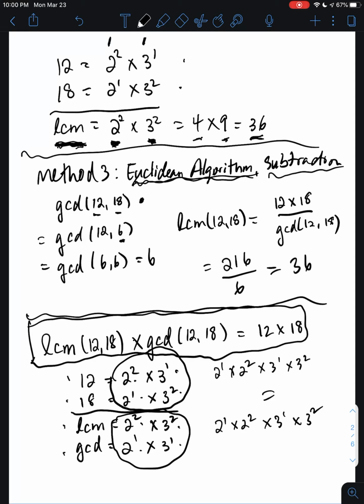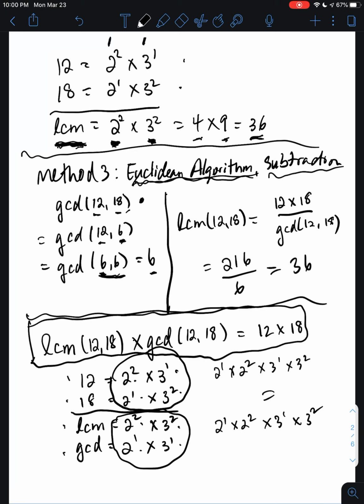So the GCD of 12 and 18 is the same as the GCD of 12 and 6. Again, I take larger number minus smaller number, and I replace the larger number with the difference, and that is 6. Now these two numbers are identical, so I can take a shortcut here. The GCD of two identical numbers is that number. So using the Euclidean algorithm, I've determined that the GCD of 12 and 18 is 6. So this is old news.